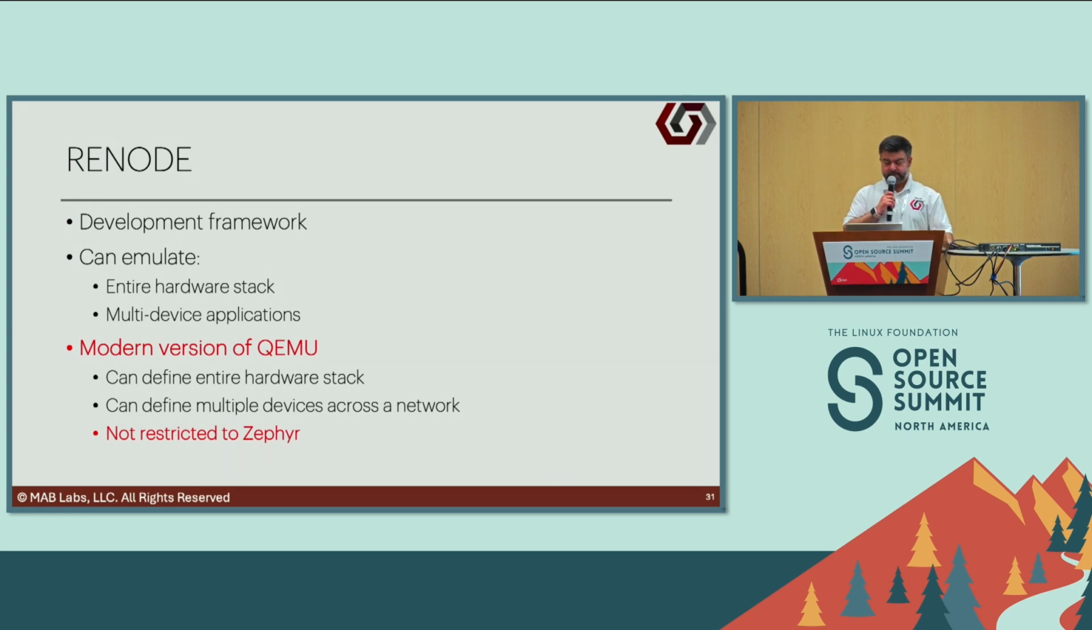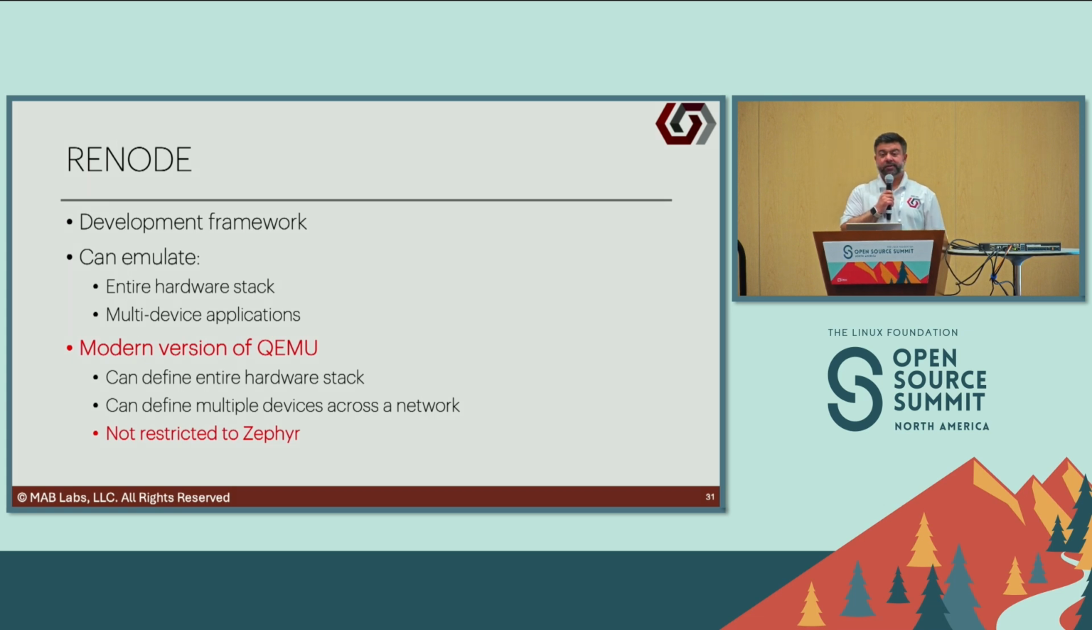So the last thing we're going to talk about is Renode. This is a development framework, and it can emulate the entire hardware stack. It can also emulate multi-device applications. After reviewing and working with Renode the last couple of weeks and months, I equate it to a modern version of QEMU. It's like QEMU, but for IoT devices.